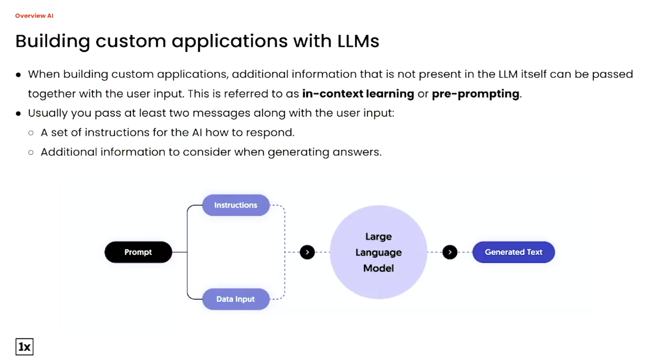So you say, do this and that, or what's the answer to this and that. And then there are two more texts being passed along. These three texts are sent as one prompt to the large language model, and that generates the answer. This simple thing allows you to build your own applications, because you just add two more messages, and in a narrow context, that would do what you want. So instructions and data input, and this data input is called in-context learning or pre-prompting.